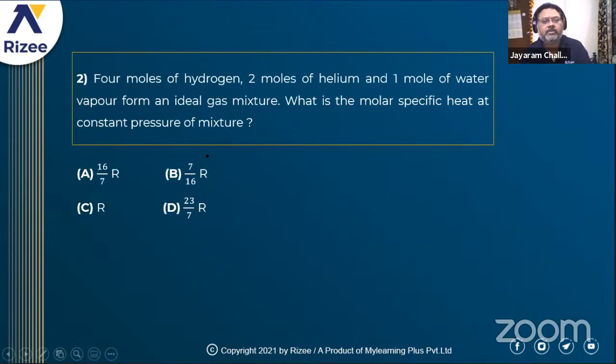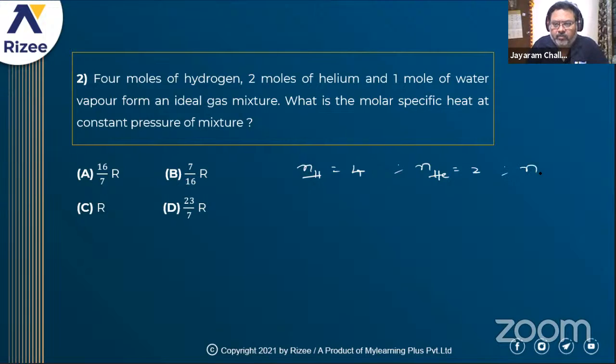Now coming to the second question. 4 moles of hydrogen. So N1, the number of moles of hydrogen given, is 4 moles. And the number of moles of helium given is 2 moles. And the number of moles of water vapor is equal to 1. So these three are being mixed at constant pressure.